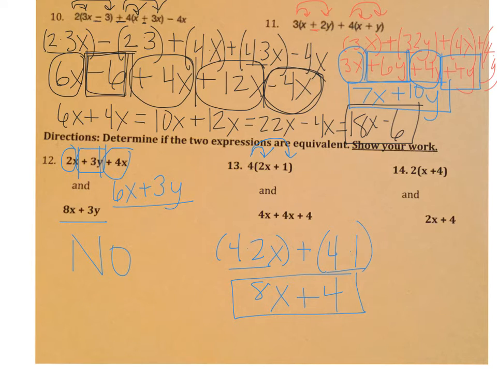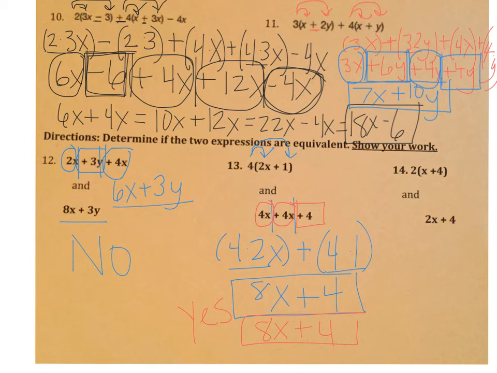Ooh, I see some like terms that I can combine. So I'm going to go to the left, and I'll use a different color now. So I'm going to give 4x a circle, and I'm going to give plus 4x a circle, and I'm going to give plus 4 a box. So 4x plus 4x is going to give me 8x, and then plus 4, as we notice, yes, they are equivalent because they're exactly the same.